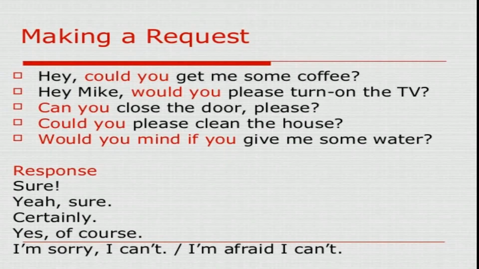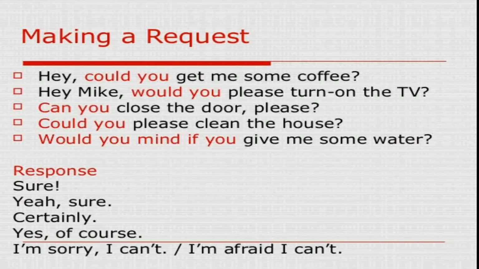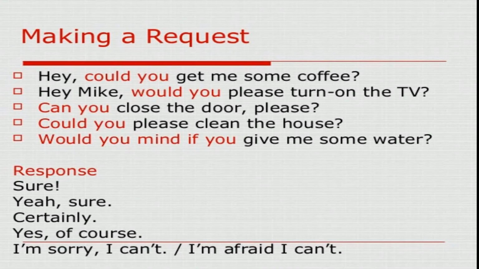Number 2, hi Mike. Would you please turn on the TV? So we have would you please turn. Would you plus verb. Okay. Number 3, can you close the door please? So we have all the same structure, the same form. Can you, the expression plus you can add please, and the verb.